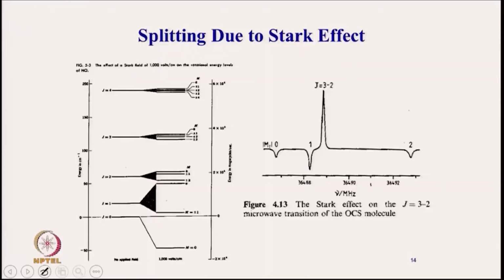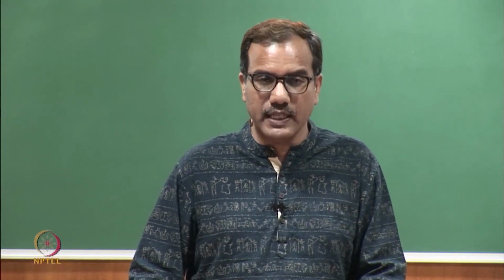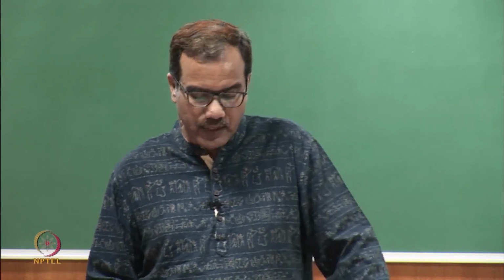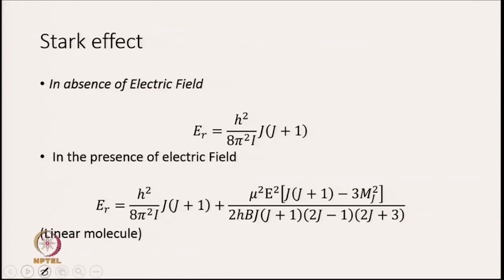The levels J equal to 0, 1, 2, 3, 4 split into J plus 1 levels. For example, if J is equal to 2, then it will split into 3 levels. If J is equal to 3, then it will split into 4 levels. And this is the Stark effect on the J equal to 3 to 2 rotational spectrum of the OCS molecule. This splitting depends on the dipole moment.